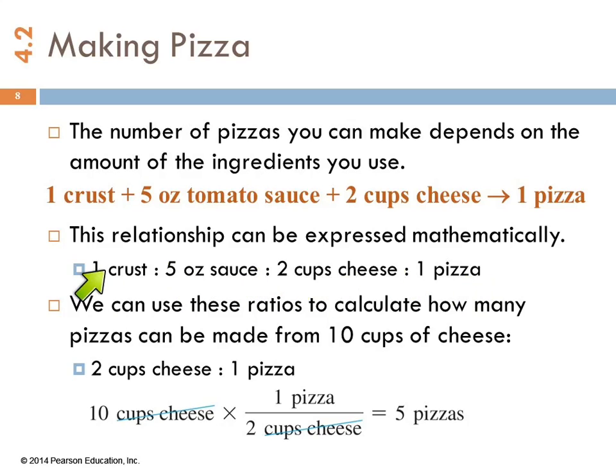These are ratios. And we can use those ratios to calculate how many pizzas we could make if we had 10 cups of cheese and plenty of everything else. Well, with 10 cups of cheese, we get 1 pizza for every 2 cups of cheese, and so we could make 5 pizzas. We can get conversion factors like this from the chemical equation. Here's the 2 cups of cheese, and that will give us 1 pizza. And so those 2 things from the equation become our conversion factors.